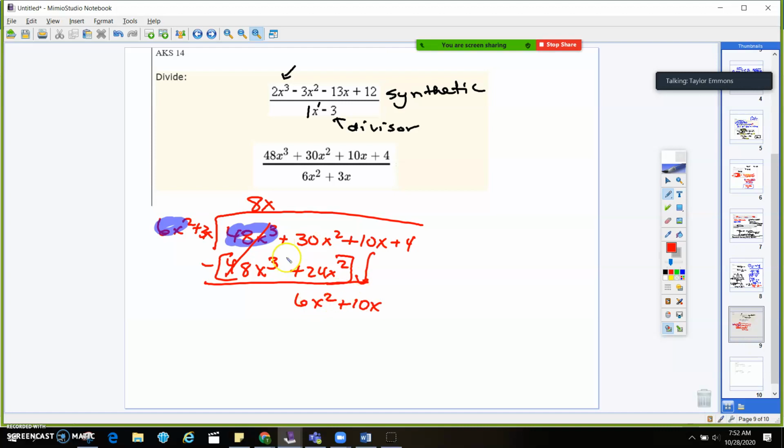And then I'm going to say, what times 6x squared will give me 6x squared? Well, that's 1. 1 times 6x squared is 6x squared. 1 times 3x is going to give me 3x. And then I'm going to subtract. Well, nothing times 6x squared is going to give me 7x. So this is my remainder. Remember, we always put our remainder over what's on the outside.